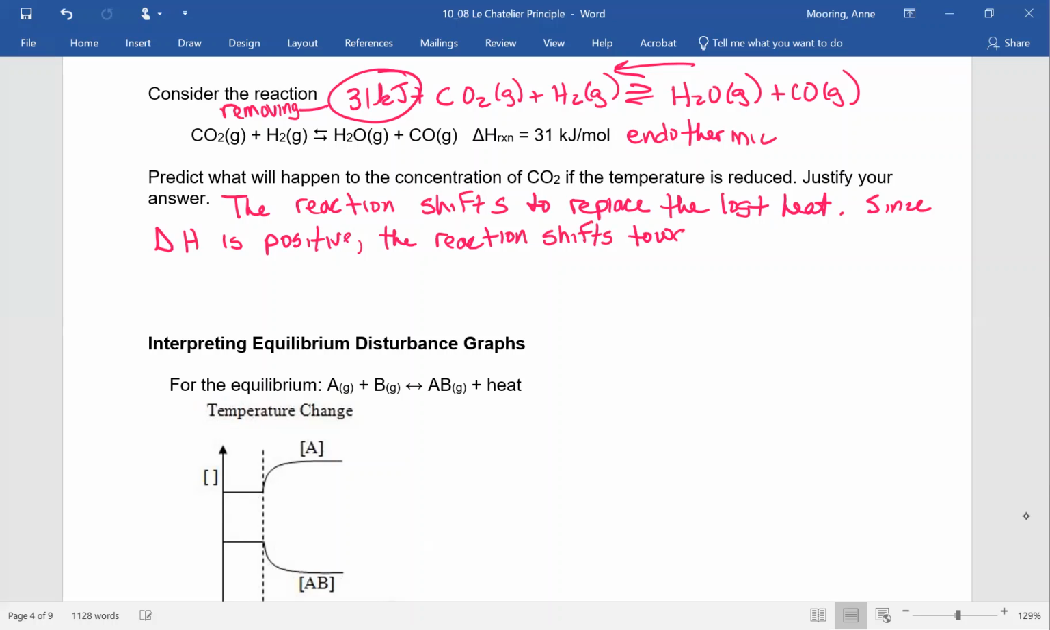And then I have to make my claim. So I have explained what happens. Since delta H is positive, the reaction shifts towards reactants. The concentration of CO2 increases. Okay, so we are going to stop there.